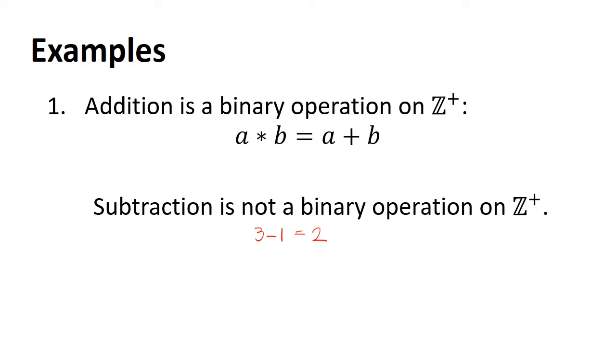However, pag binaliktad natin siya, 1 minus 3, 1 is a positive integer, 3 is a positive integer. What do we get? Negative 2. 1 minus 3 is negative 2. And negative 2 does not belong to the set of positive integers. It belongs to the set of integers or to the set of negative integers. And therefore, subtraction is not a binary operation because the output does not belong to the same set as the two inputs.